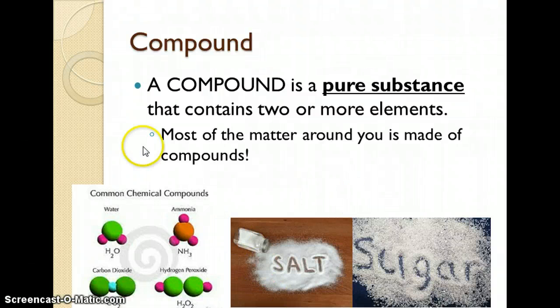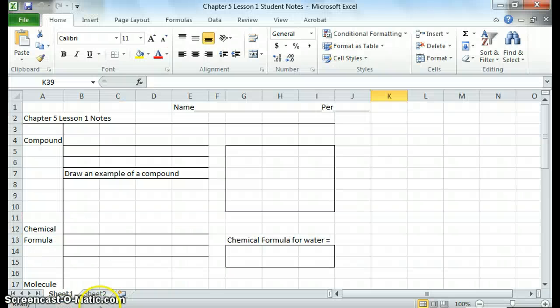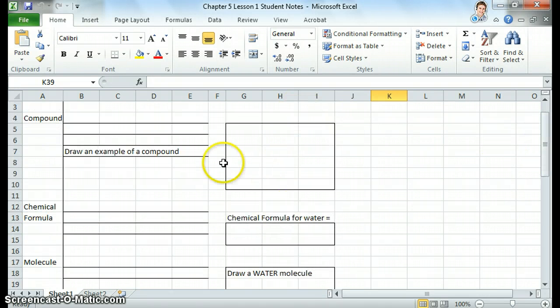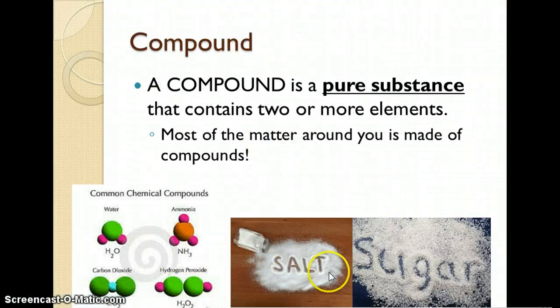So here we've got a couple of examples of common chemical compounds. Water is a compound, carbon dioxide, which you breathe out, ammonia is a common cleaner, so that stinky stuff under your sink, and hydrogen peroxide that your mom might put on your cuts. And then also we have table salt, NaCl, and sugar. Right now you should have your notes, chapter 5, lesson 1. So I want you to draw an example of a compound here. It can be any of those things from the PowerPoint. Any of these is fine.